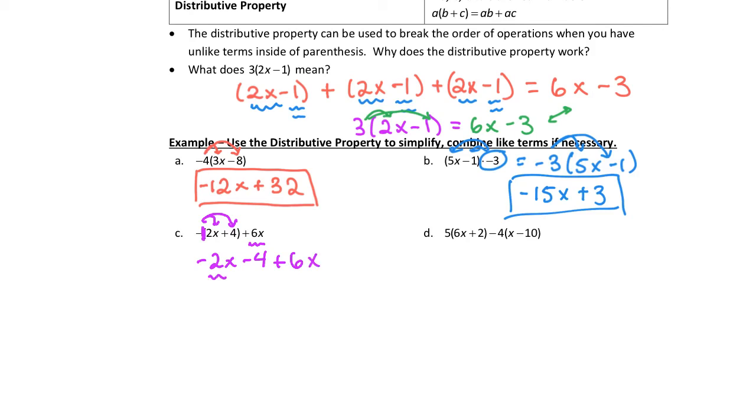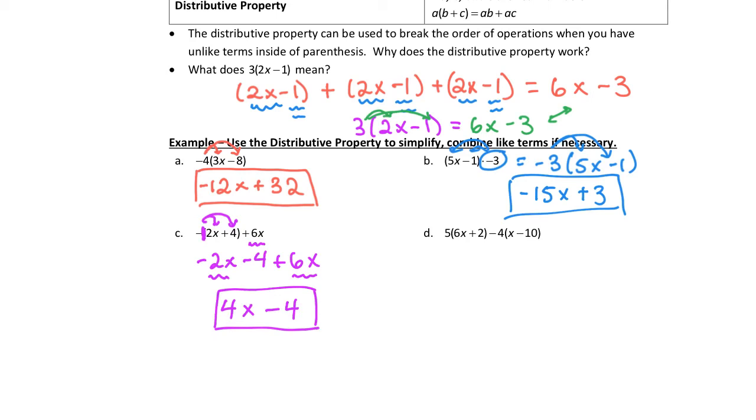Now notice I have two like terms here, two x values, a negative 2x and a 6x. So negative 2x plus 6x is going to be 4x. And then those are combined, but don't forget that negative 4 is still there. And my final answer is 4x minus 4.